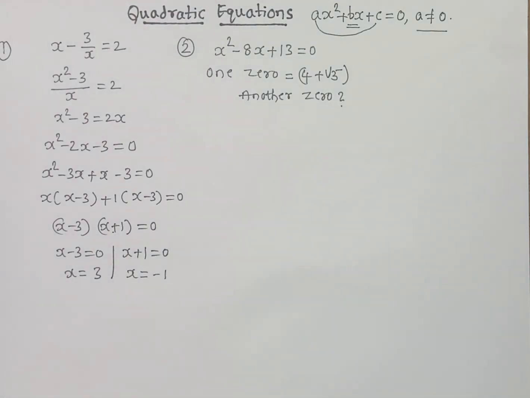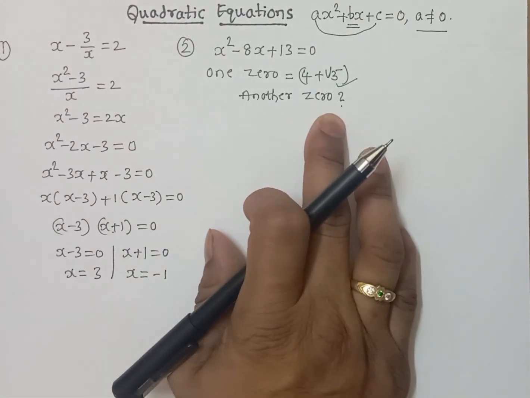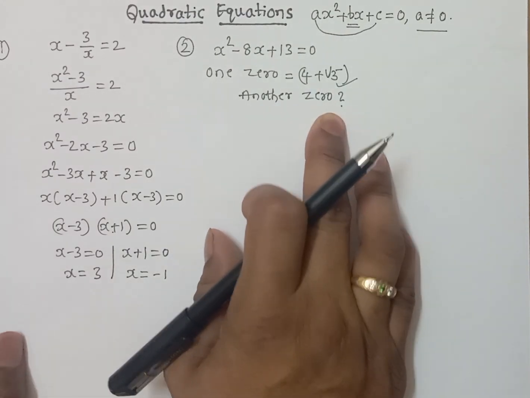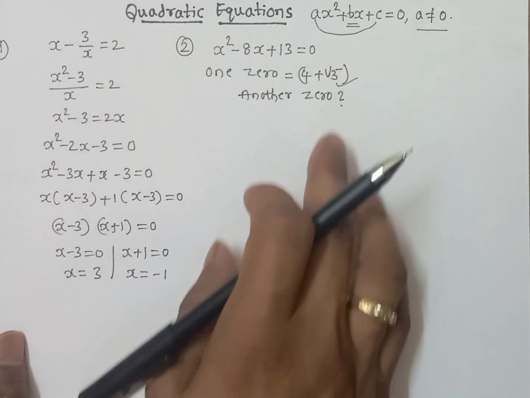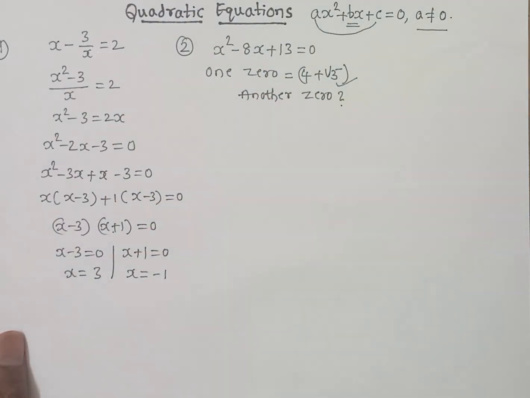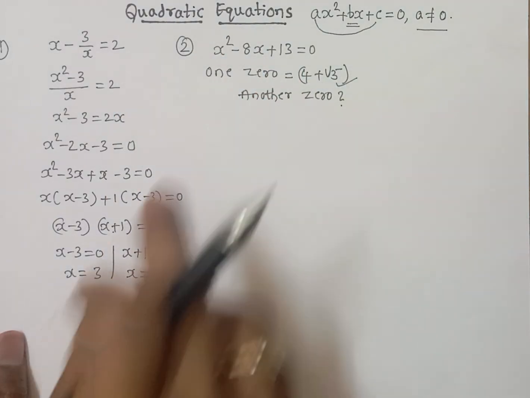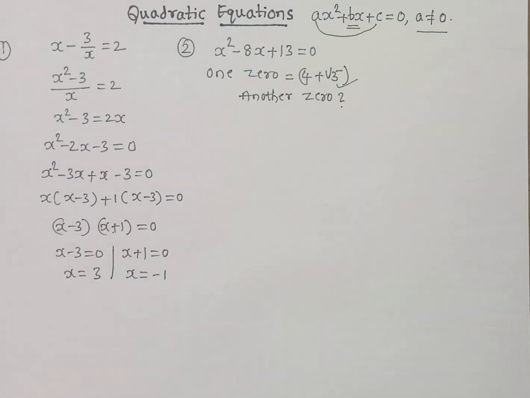How do you find it? Already it is mentioned that 4 plus root 3 is a solution and a zero. Wherever you see x, you can substitute it and do the simplification. If you do the simplification, we'll be getting 0. It will satisfy the given condition, but we are asked to find one more solution.